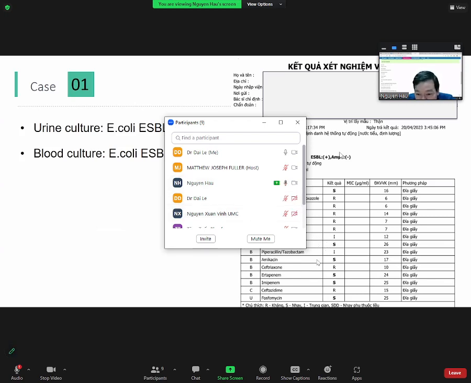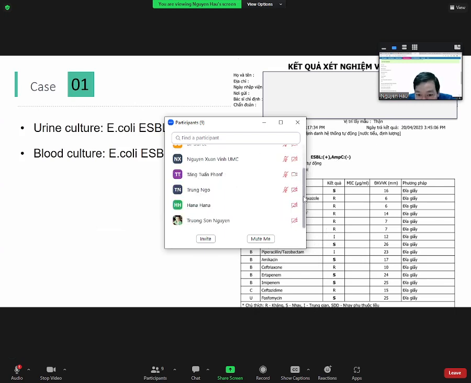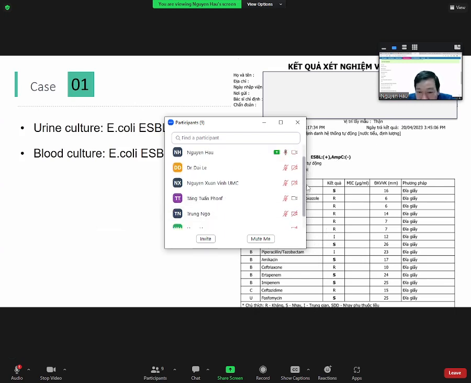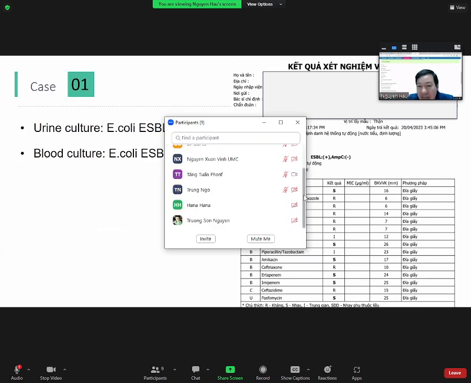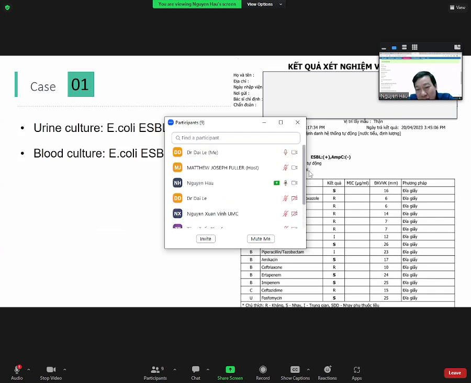Ceftriaxone resistant, and ciprofloxacin, levofloxacin, the same. At the end of our presentation, Utah and Cho Ray Hospital can share their experience about resistance of some special organisms, for example, E. coli.